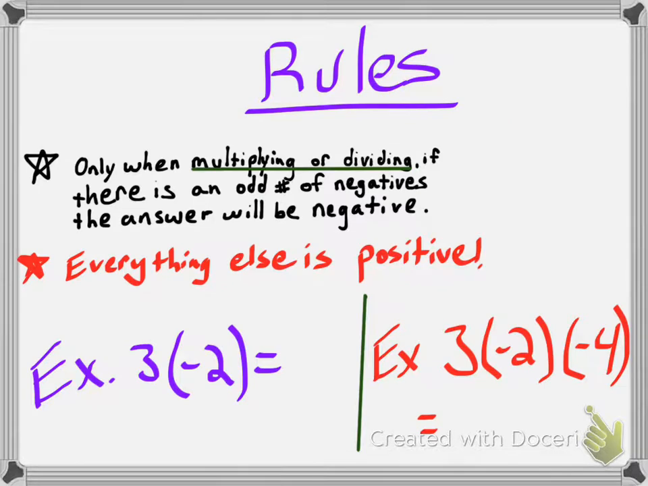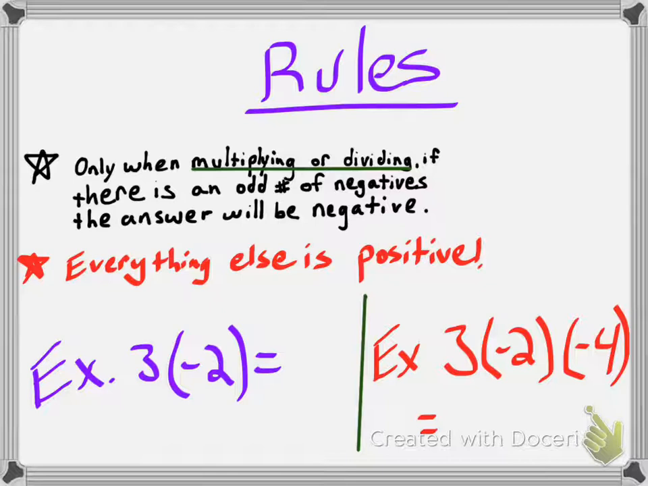So let's go on. Rules for multiplying and dividing. I talked about this last year. You've got to make sure you know it this year. Only when multiplying or dividing, if there is an odd number of negatives, then the answer will be negative. Everything else will be positive.